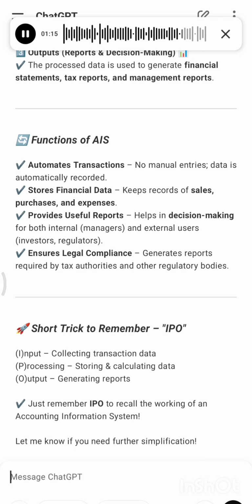Short trick to remember. IPO, input, collecting transaction data, processing, storing and calculating data, output, generating reports. Just remember IPO to recall the working of an accounting information system. Let me know if you need further simplification.